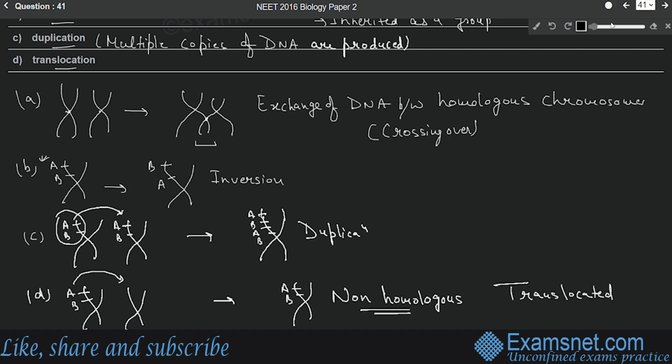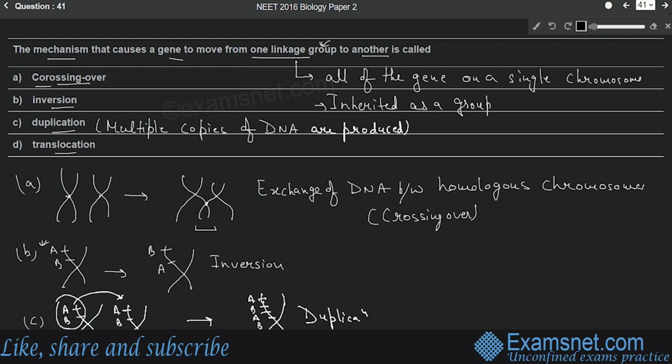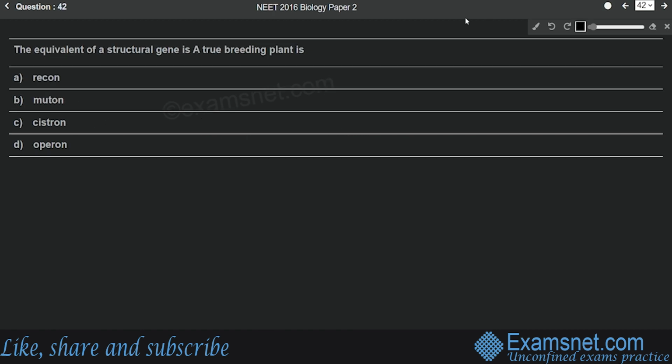So here the question was asked that the mechanism that causes a gene to move from one linkage group to another, that means one chromosome to another. Here we are talking about translocation, that is option number D is the correct answer.